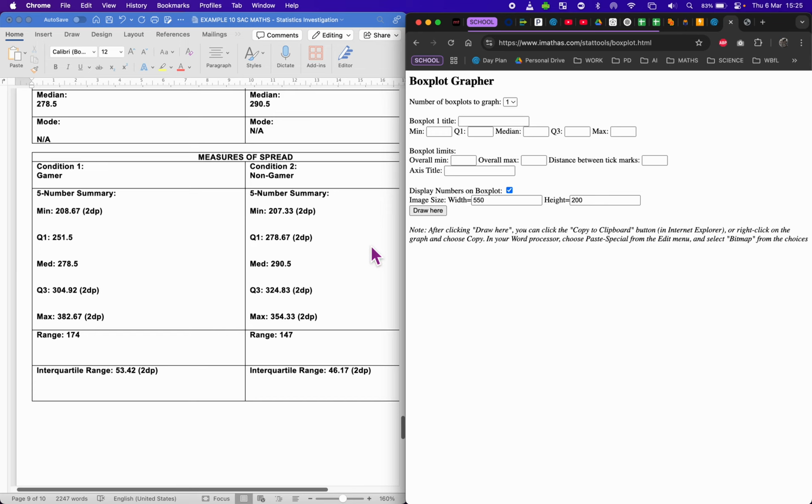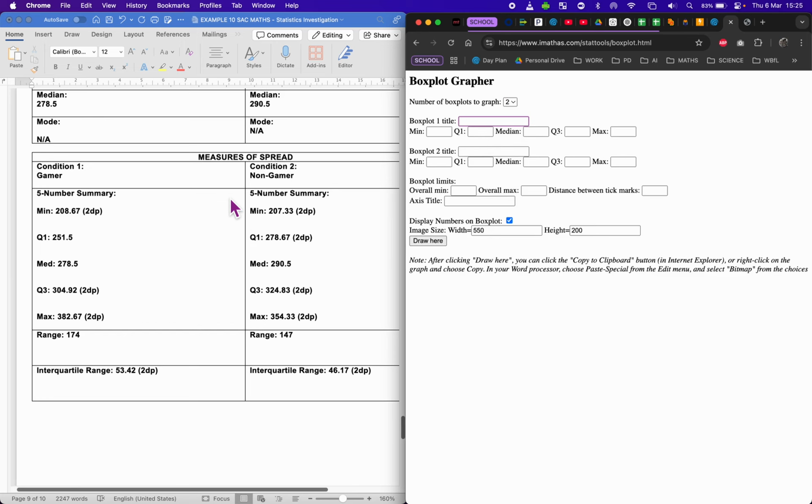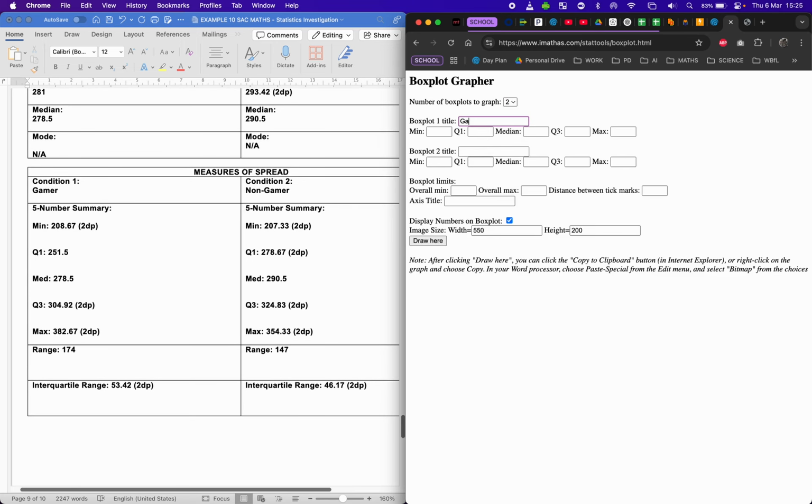How do I make it parallel? Because right now this is only going to graph one box plot. I need 2. Box plot 1 title. Let's make that the gamers. Let's make box plot 2 the non-gamers. And you can see it wants the minimum, quartile 1, median, quartile 3, and the maximum. It's because a box plot is just a picture of that.